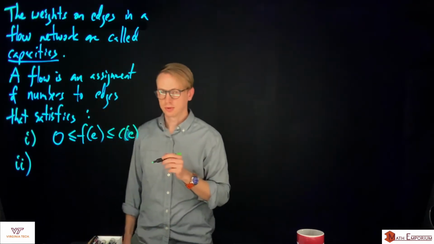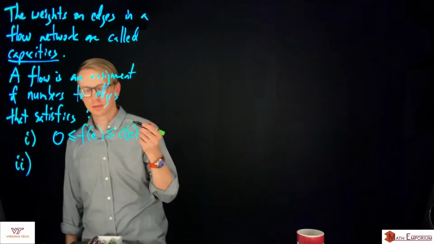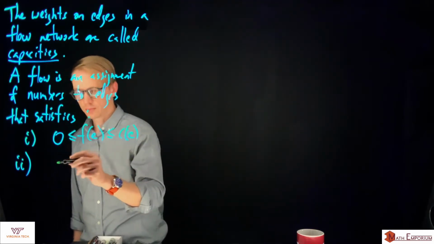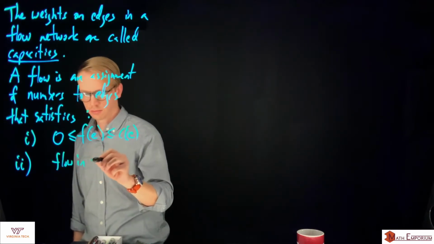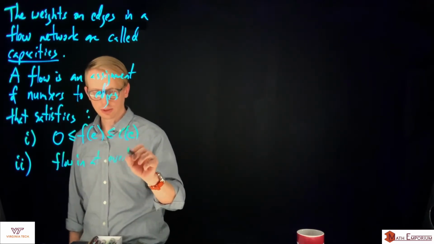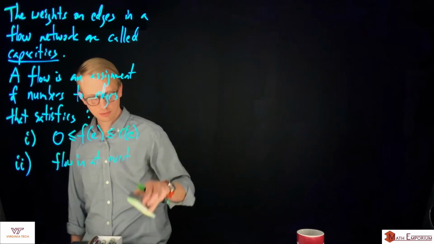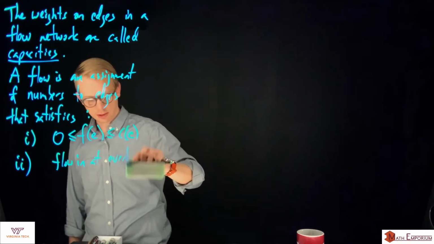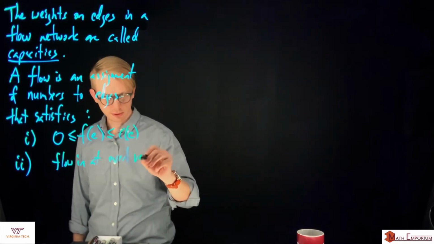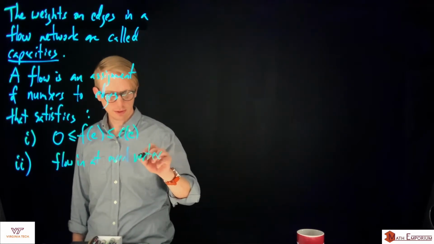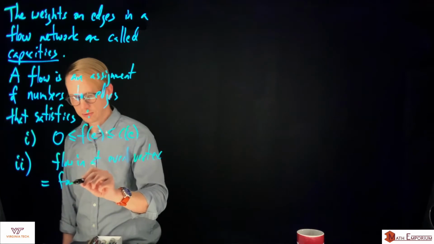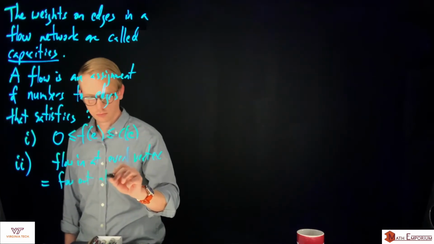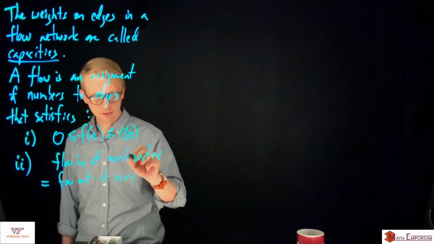All right, this next one looks fairly complex, but the idea is quite intuitive, actually. Flow in at every vertex. The letter T snuck in there. Every vertex. Flow in at every vertex is equal to flow out at every vertex.